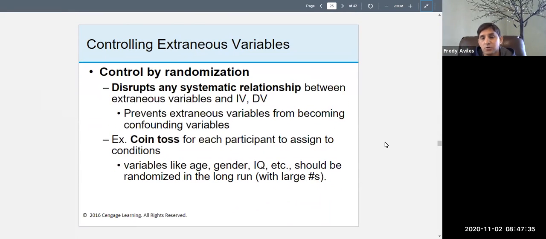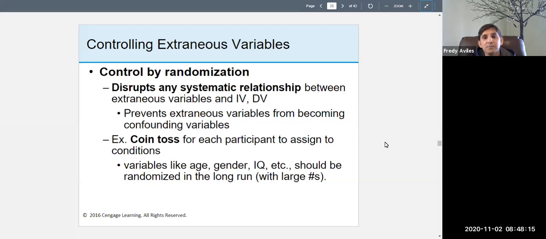Control by randomization disrupts any systematic relationship between extraneous variables and the independent variable and the dependent variable. So it disrupts any relationship. If you assign people randomly to conditions, it's unlikely, for instance, that you're going to get more smart people in the humorous sentences group than in the non-humorous sentences group, or more males in one group than the other. It's unlikely if you do it randomly, and especially if you have a lot of participants. So it prevents any extraneous variables from becoming confounding variables.